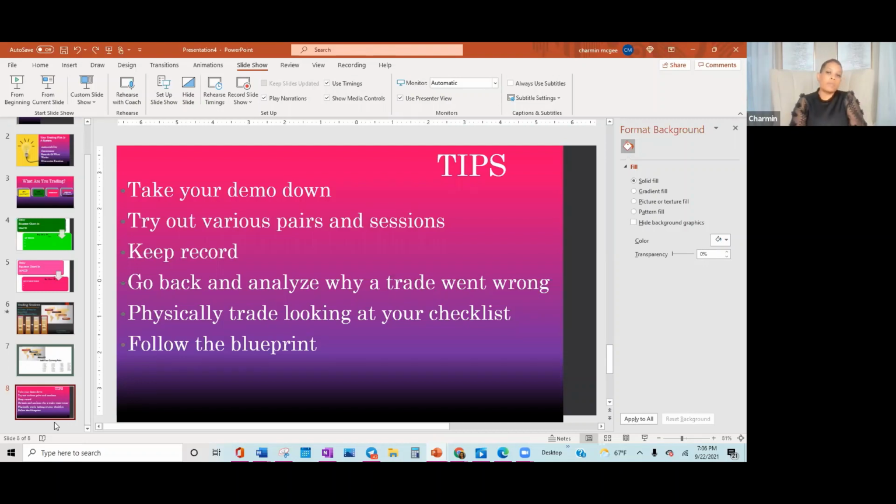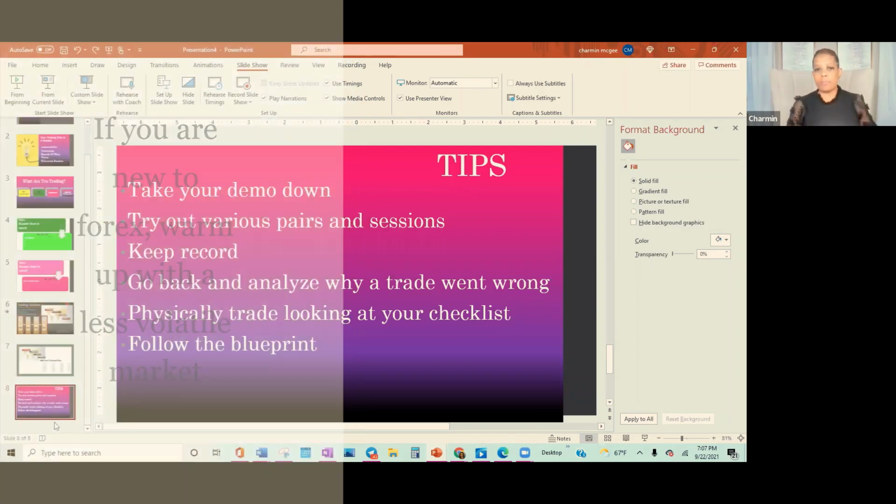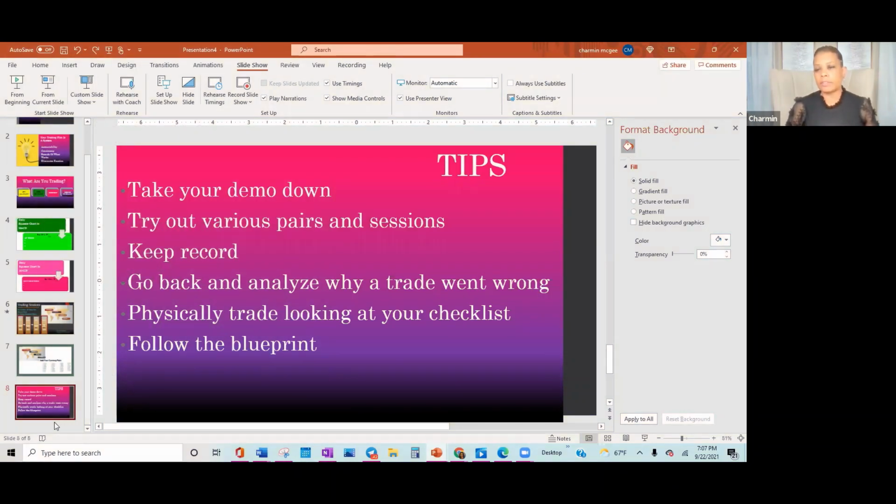Again, try out various pairs. For those that don't know what to trade, I always tell new traders, start with the odd pairs. AUDJPY is my favorite odd pair to trade. I pretty much like everything with JPY on it. AUDJPY, USDJPY, EURUSD. I like JPY pairs. I just do. But your odd market moves real smooth, not stressful at all.